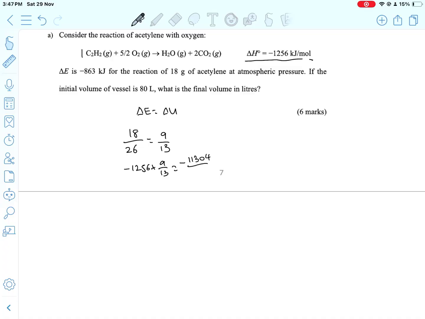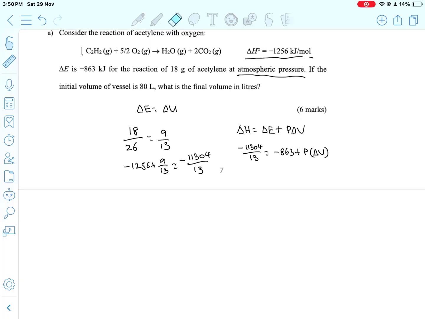Oh yeah, 11304/13. Yeah. So after this, you will need to know your equation for enthalpy, which is the change in enthalpy equals the change in internal energy plus your pressure times change in volume. Okay, so after you get this equation, you can sub in the enthalpy and your internal energy change to get this new equation. And from there, you have to realize that your pressure is in atmospheres, but your enthalpy and your energy change is in kilojoules.